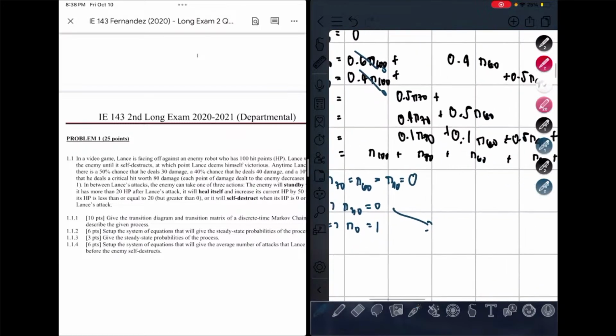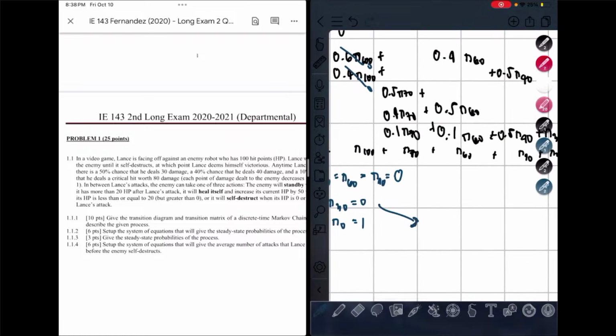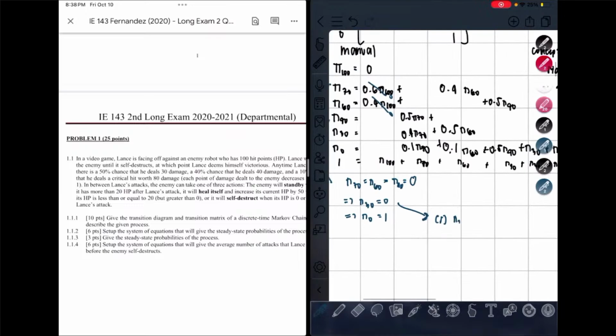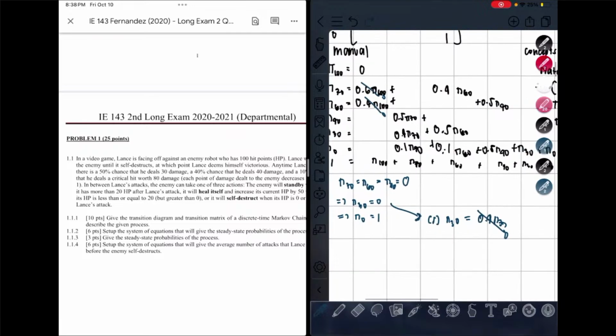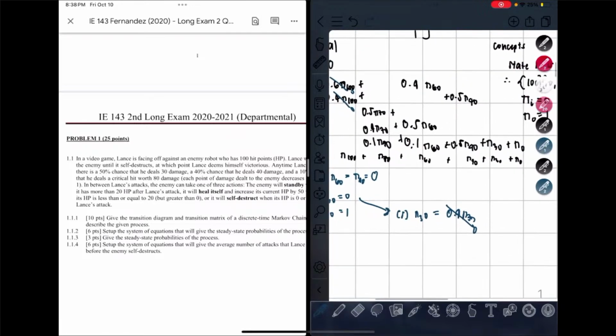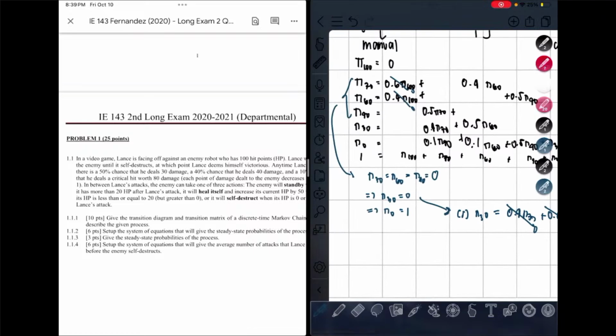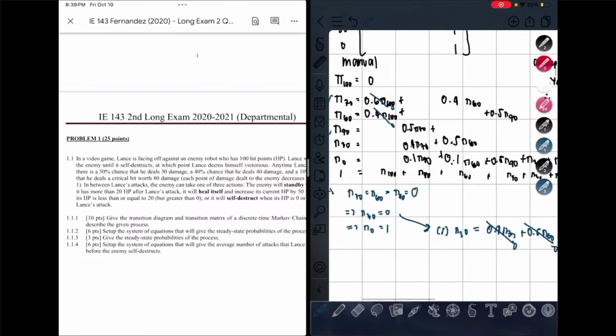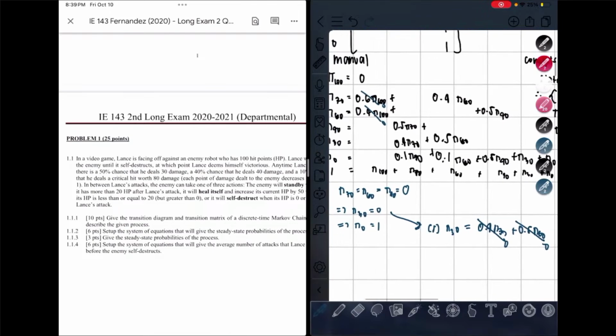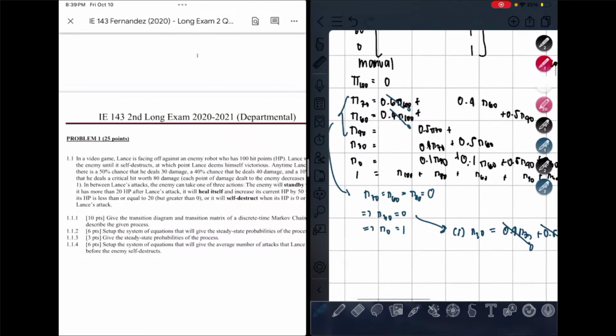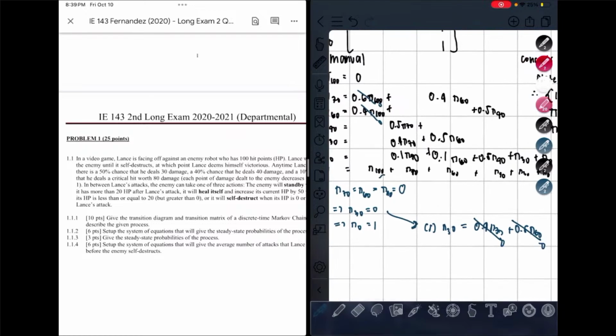1, 2, 3. By equation 5, using the info from here, essentially what happens is you have pi 30 equal to 0.4 pi 70. We know this is 0 because pi 70 is 0, and 0.5 pi 60 is 0. So it will also be 0. Yeah, so pi 70, pi 60, pi 40, pi 30 is 0. So 100 is 0, 70 is 0, 60 is 0, 40 is 0, 30 is 0.